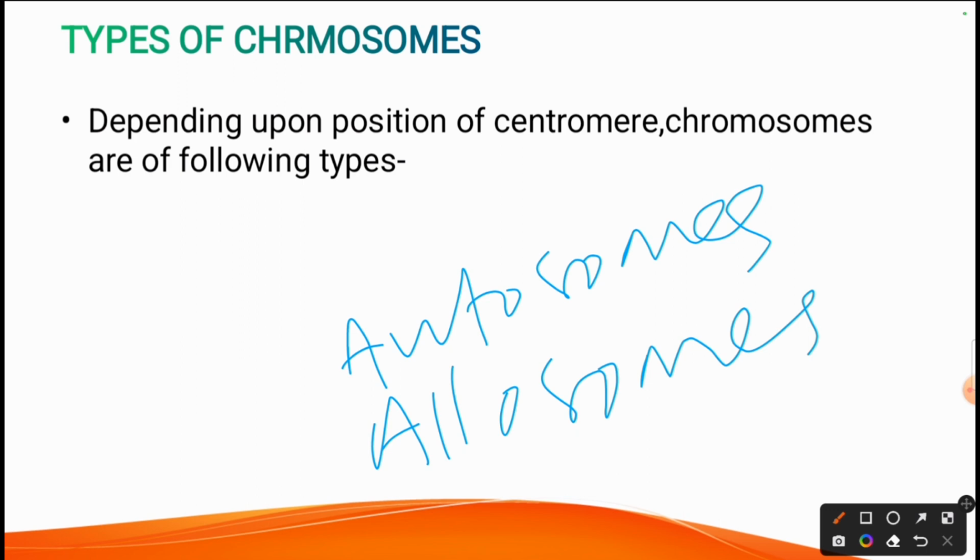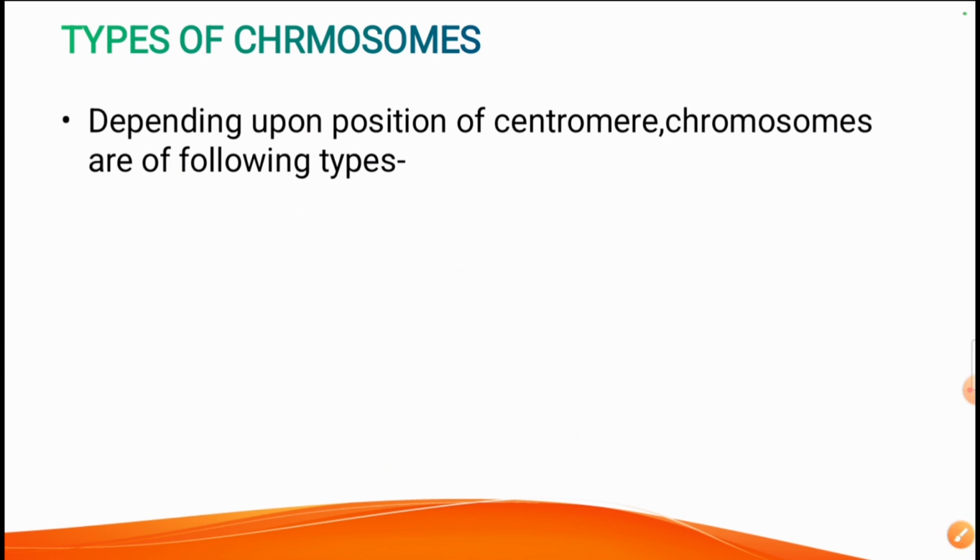So what is an autosome? The autosome determines the somatic character or somatic activities of a cell, like growth, development, etc. Somatic means vegetative activities of the cell. Autosomes are concerned with vegetative activities of the cells. As far as allosomes are concerned, they are also called sex chromosomes. They determine the sexual characters of an organism. In humans, the allosomes are of two types, X chromosomes and Y chromosomes. So this is one type of division of chromosomes.